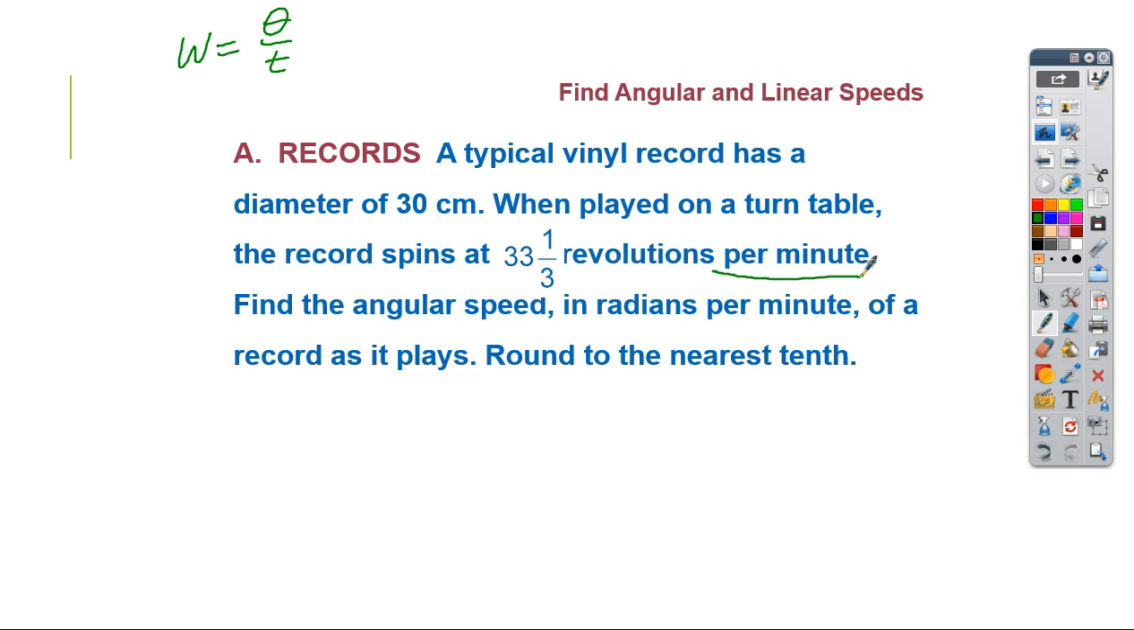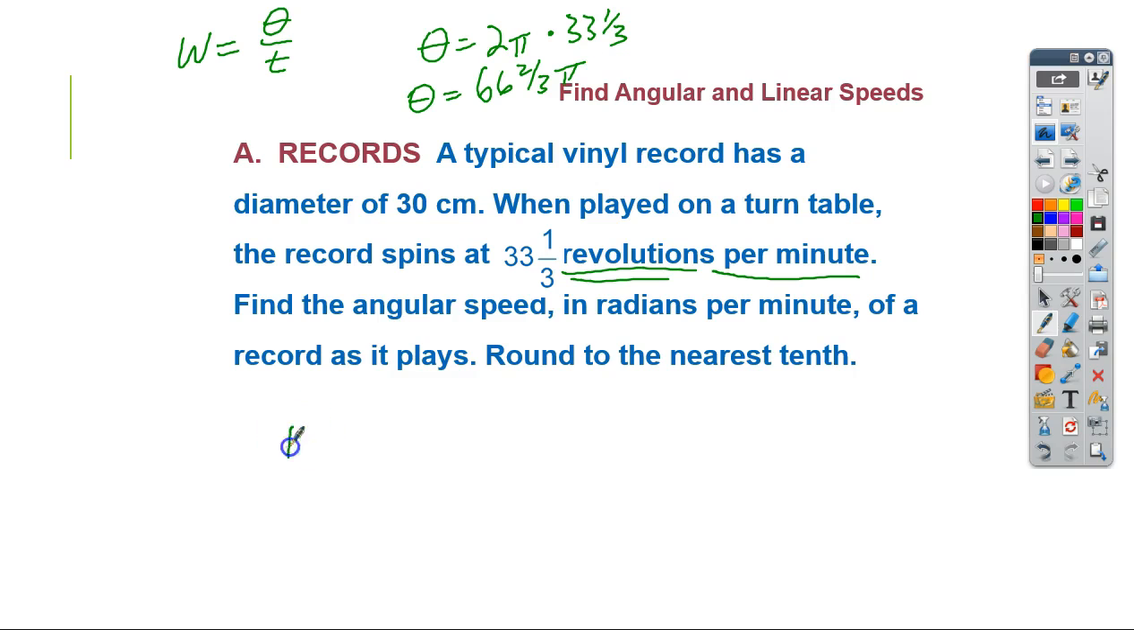Okay. But what is my theta that I travel? Again, I have this problem of revolutions. Whenever I see the word revolutions, I need to be thinking, oh, I need to change that into radians. How do I change that into radians? Multiply by 2 pi. So my theta is going to equal 2 pi times 33 1/3 revolutions. So my theta is equal to 66 2/3 pi.